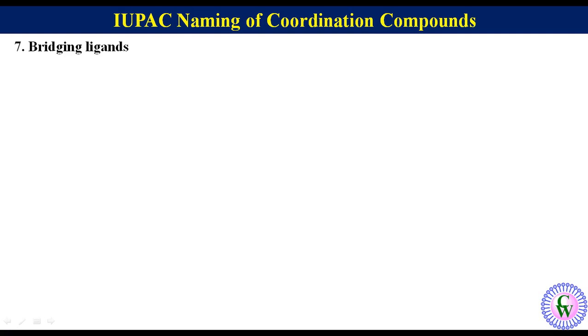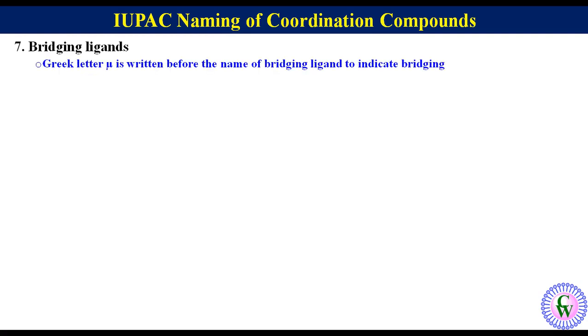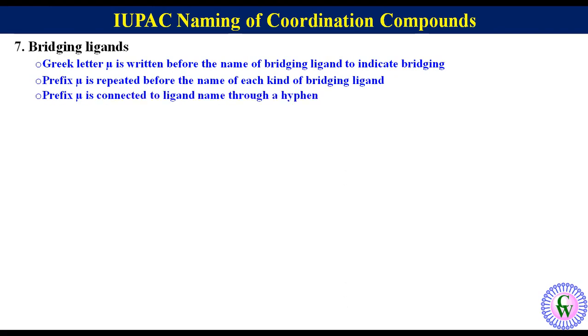Point number 7. Bridging ligands. Ligands which connect two metals are called bridging ligands. Greek letter mu is written before the name of the bridging ligand to indicate bridging. Prefix mu is repeated before the name of each kind of bridging ligand. Prefix mu is connected to the ligand name through a hyphen.